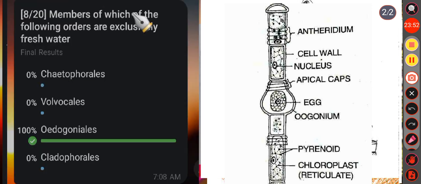Next question. Members of which of the following orders are exclusively freshwater? Option A. Chaetophorales. Option B. Volvox. Option C. Oedogoniales. Option D. Cladophorales. We know the Oedogoniales are an order of filamentous freshwater green algae of the class Chlorophyceae. The Oedogoniales order does not have marine species, right? But in the other options, that is Chaetophorales, Volvox and Cladophorales have marine species. Okay, so here the members of Oedogoniales order are exclusively freshwater.